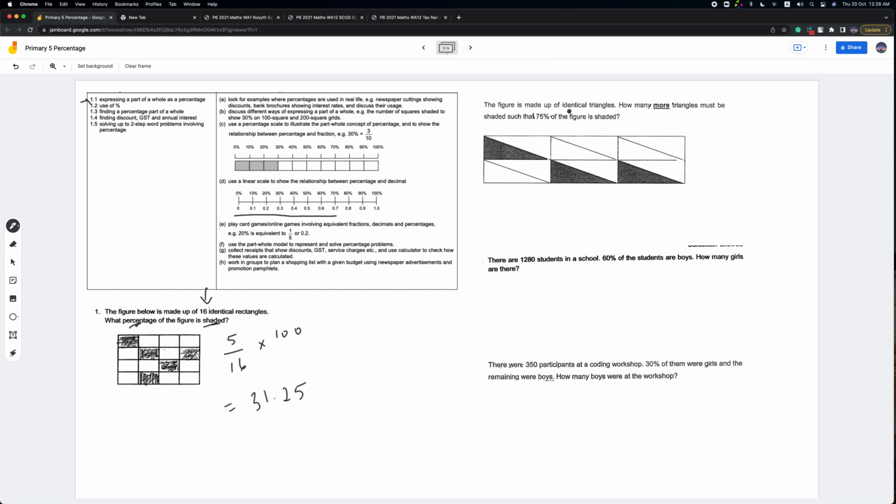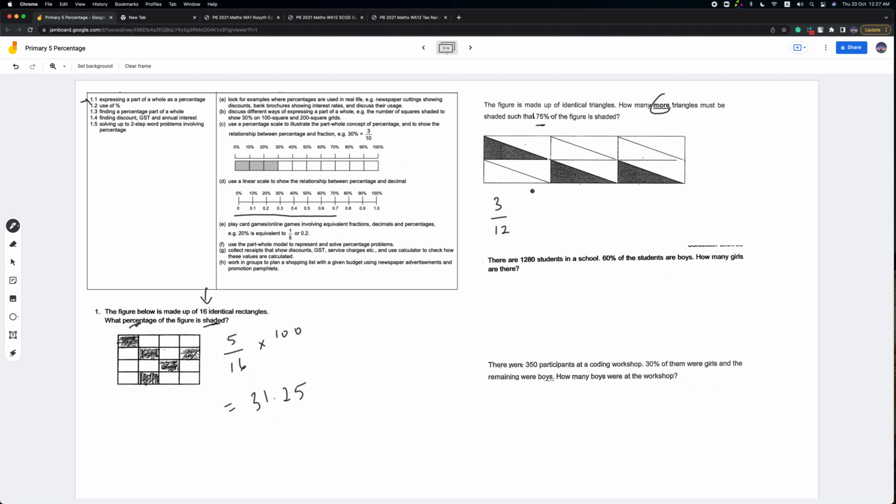Next, the figure is made up of identical triangles. How many more triangles must be shaded such that 75% of the figure is shaded? Okay, this is slightly different. We need to know 75% as a fraction, because now we have again something like a fraction. We have 1, 2, 3, 4, 5, 6, 7, 8, 9, 10, 11, 12 total parts. How many shaded? 1, 2, 3 shaded.